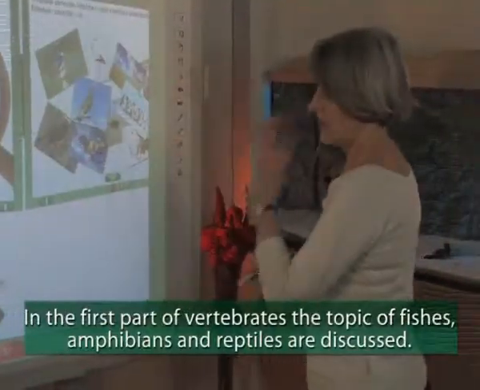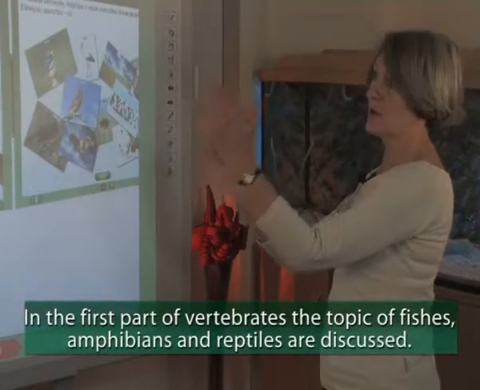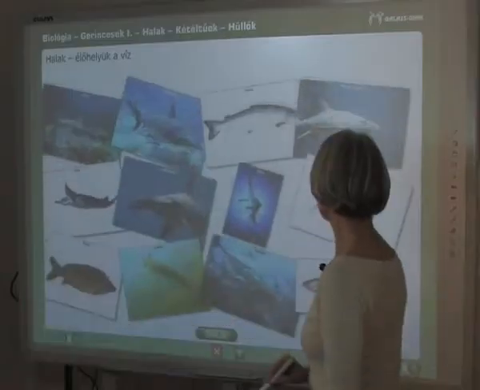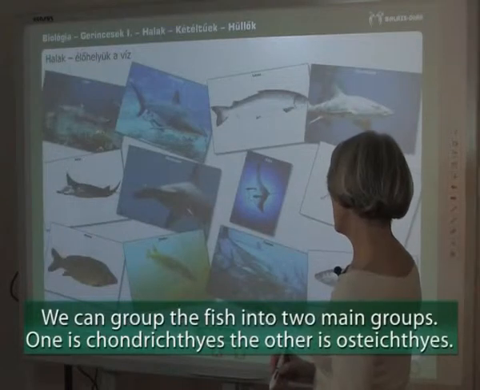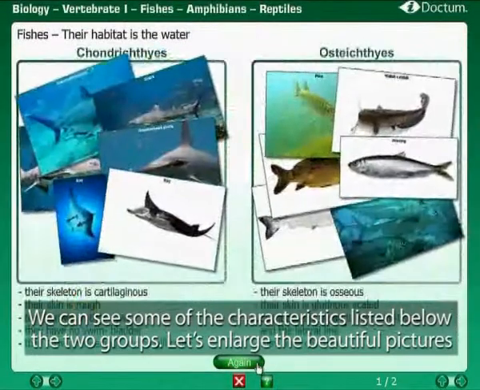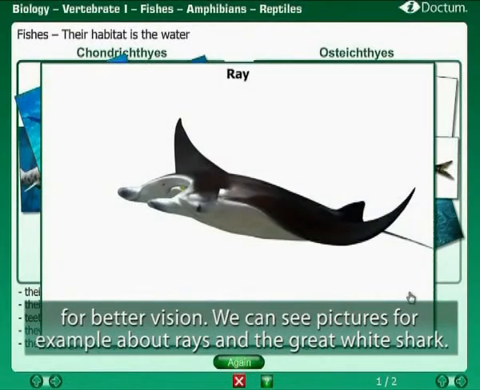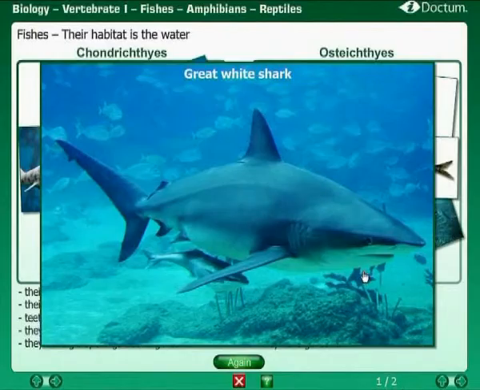In the first part of vertebrates, the topic of fishes, amphibians and reptiles are discussed. Let's look at some beautiful pictures about fish. We can group the fish in 2 main groups. We can see some of the characteristics listed below the 2 groups. Let's enlarge the beautiful pictures for better vision. We can see pictures, for example, about rays and the great white shark.